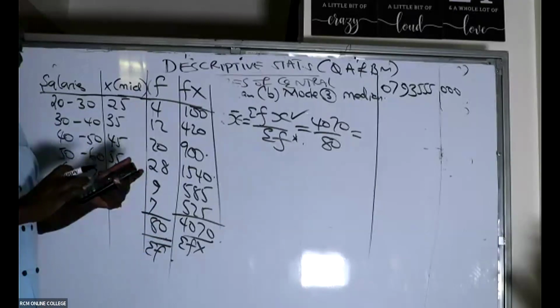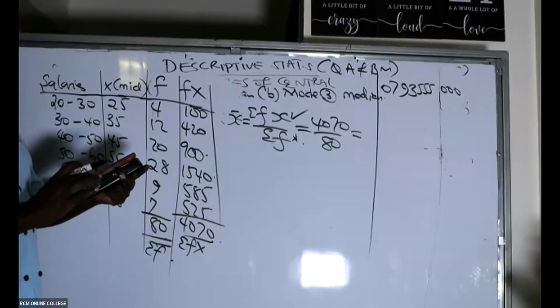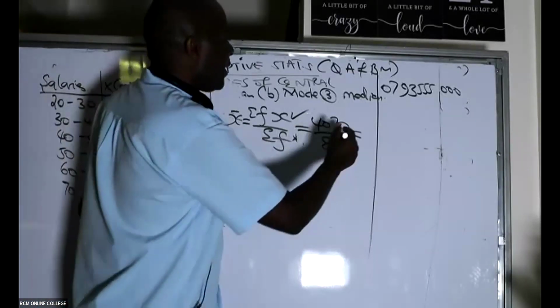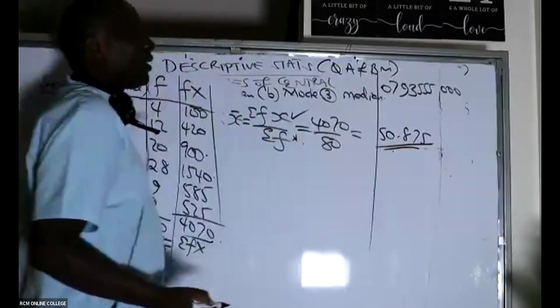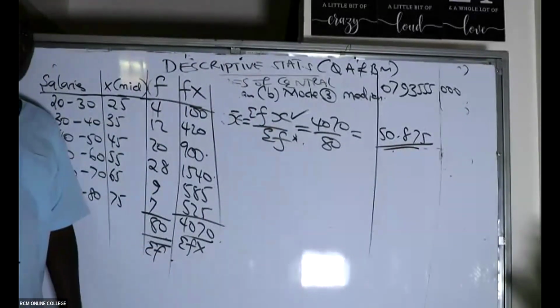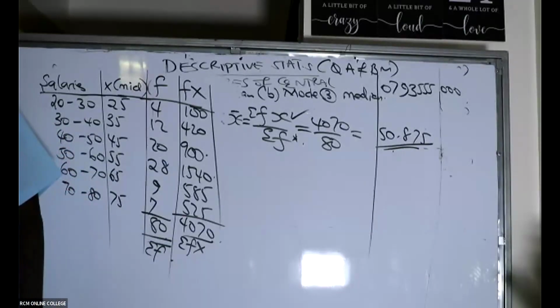So we have 4070, we divide this by 80, which gives me 50.875. That is the answer. That is the mean. 50.875. This is the mean. And thank you very much.